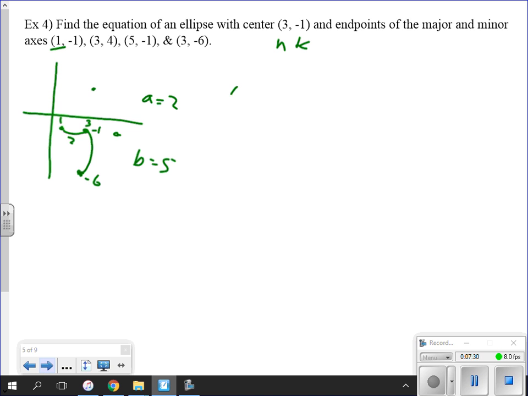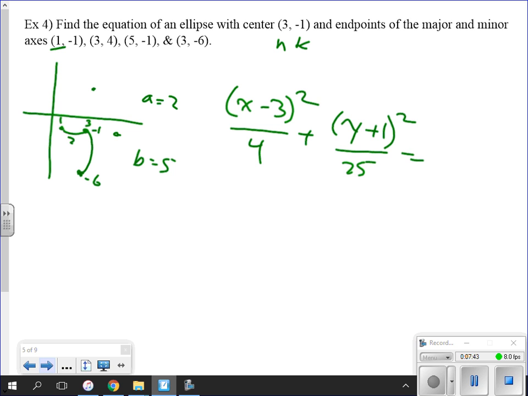So what do we have? We have x minus 3 squared over 2 squared, which is 4, plus y plus 1 squared over 5 squared, which is 25, equal to 1.